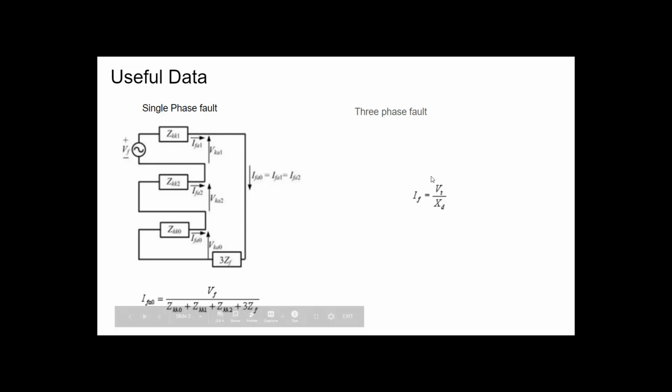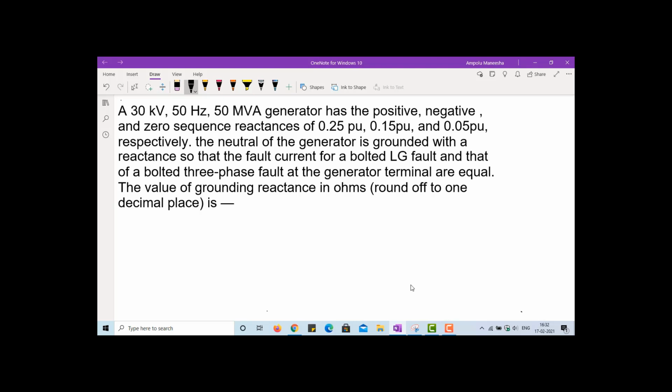Now coming to the three-phase fault. Since the three-phase fault is symmetrical, it will have only positive sequence component of fault current which is given by terminal voltage divided by positive sequence reactance. Now let us solve the problem.